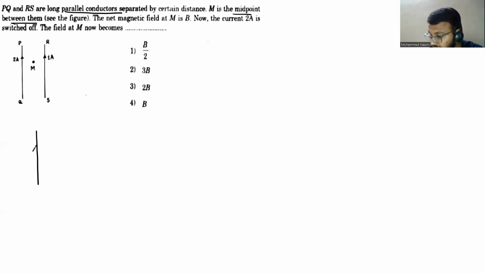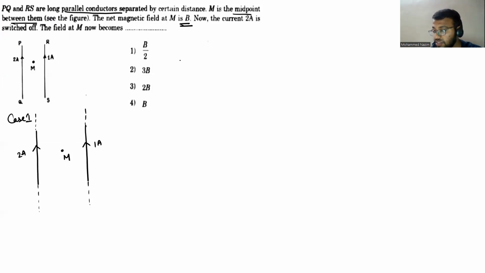So in the first case, there were two wires, isn't it? This wire was carrying a current of 2 ampere, and this wire was carrying a current of 1 ampere. And he's telling that the magnetic field at point M was given as B. Now, if you switch off the 2 ampere wire, then what will be the magnetic field? Case 1, when both are working. So in case 1, what will be the magnetic field at point M?